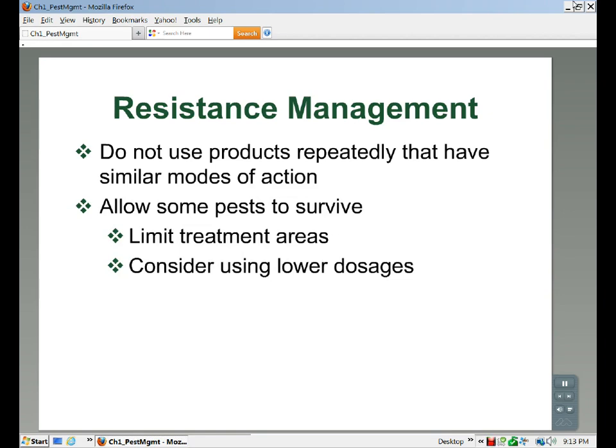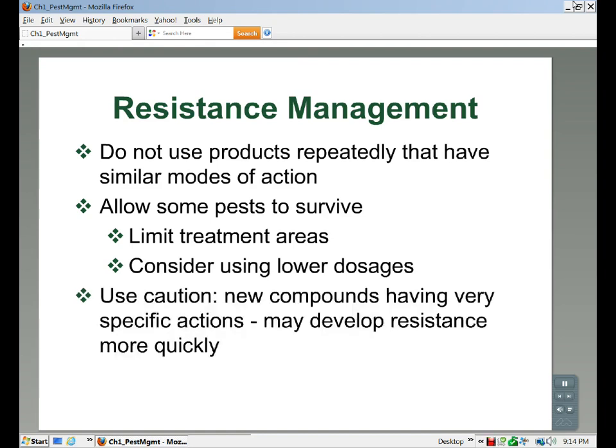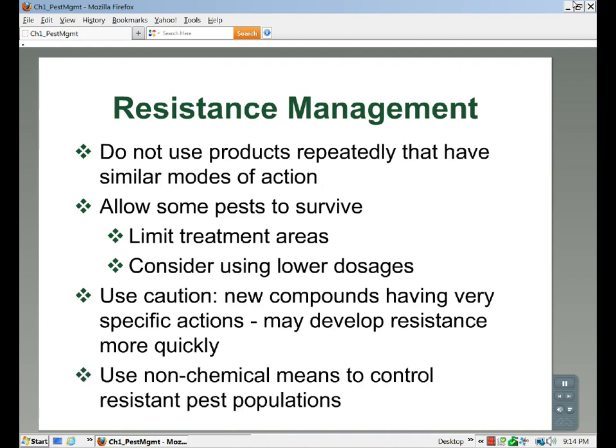Using lower doses may increase survivorship. If you use pesticides that are highly selective with specific modes of action, there's an increased concern for resistance management. Again, use alternate modes of action to break the cycle. You can also use other methods of control to break the cycle and kill off the resistant individuals.